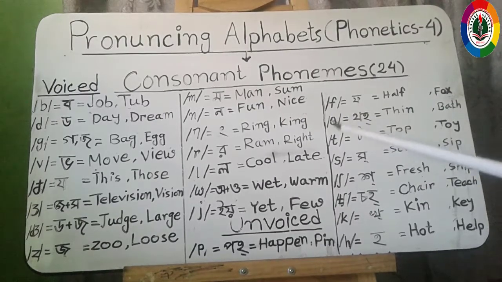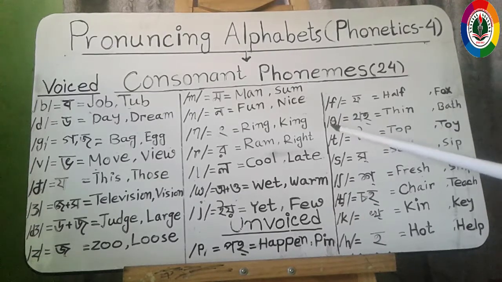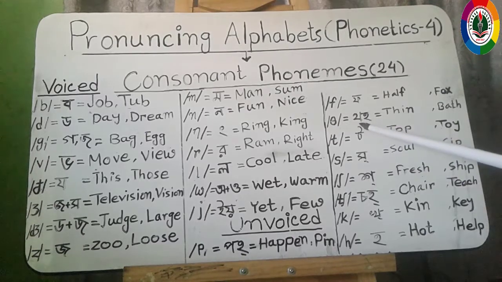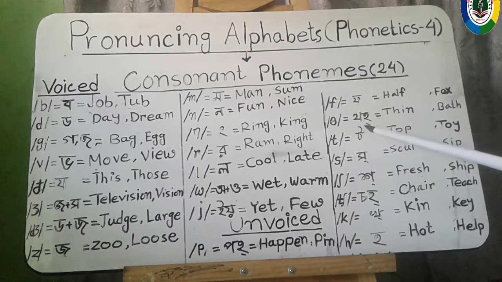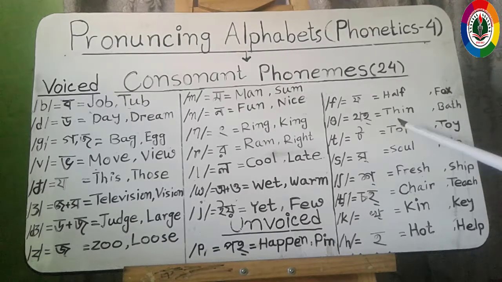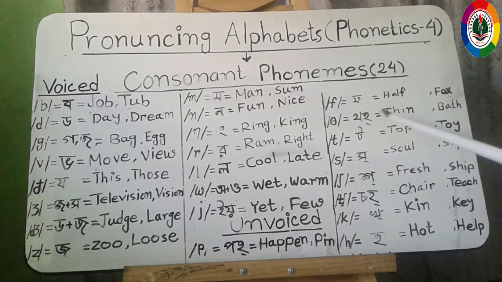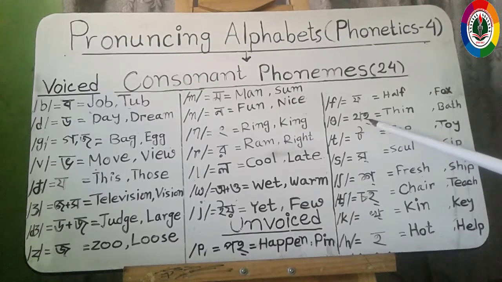Now move to this one. In my phonetics part 2, I also talked about this sign. And the pronunciation of this very sign is th, th, th. And the examples are like thin, baked. When we alter thin and baked, we find a presence of the phoneme th.